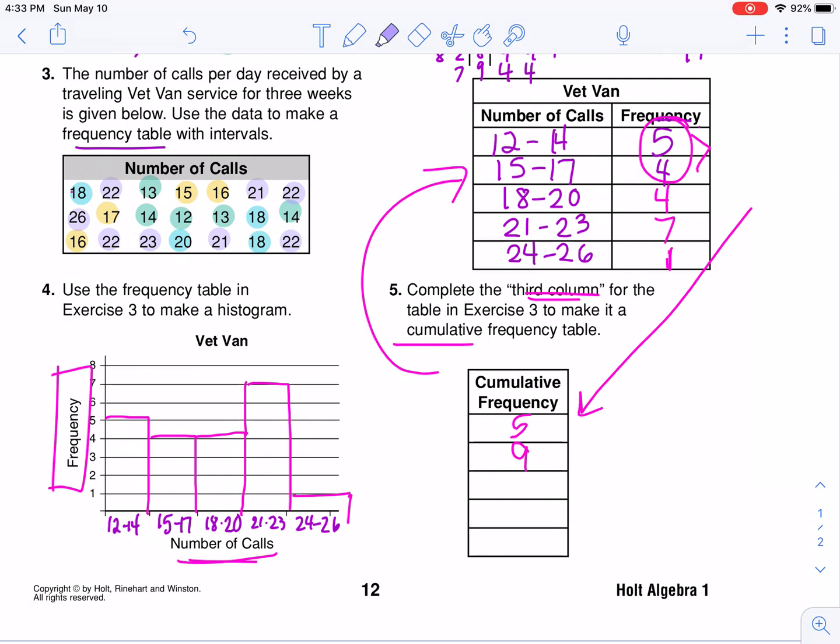Then the third column would really be 12. I can use the highlighters. It would be all of these numbers, right? 5 plus 4 plus 4. 13. Then fourth row, I'm sorry, not column, row, would be all the numbers. So essentially what's 13 plus 7? 20. And then I have my last one, which would be 21. So this number here, because it's a cumulative frequency, tells me that back up here in my problem, 3 weeks of vet van services, it was called 21 times. That's the value of the cumulative frequency table.